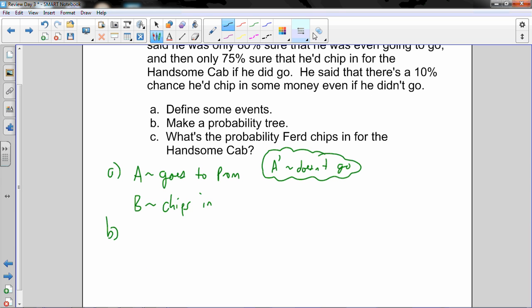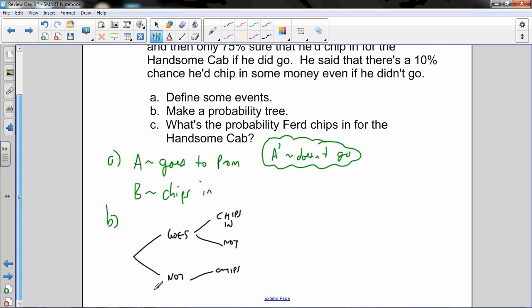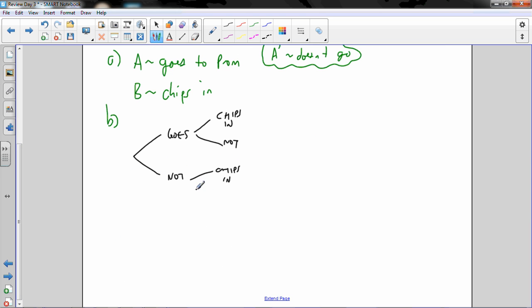I'm going to do it in black. Why not? And I'm just going to do this freehand. You should do this with a ruler. He can go or not. He chips in or not in both cases. And of course, these aren't equally likely events, right?